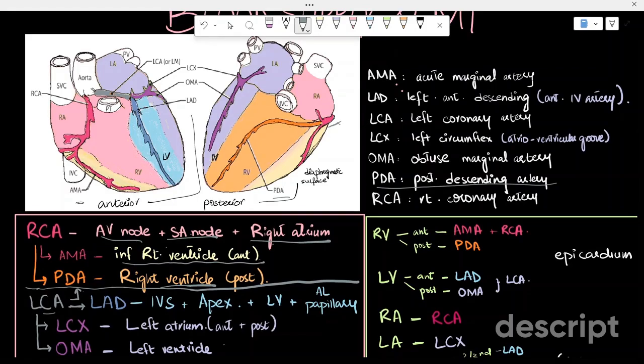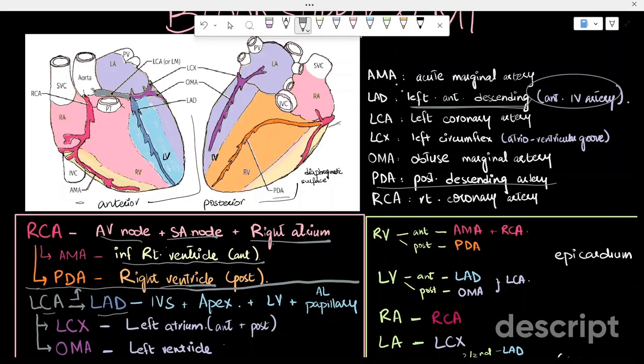Now coming to the left coronary artery. Left coronary artery first and foremost gives a branch called LAD, which is left anterior descending artery. It is also known as anterior interventricular artery. This might show up in exam, the name anterior interventricular artery, so do not get confused. This is not some other artery. It's the same left anterior descending artery.